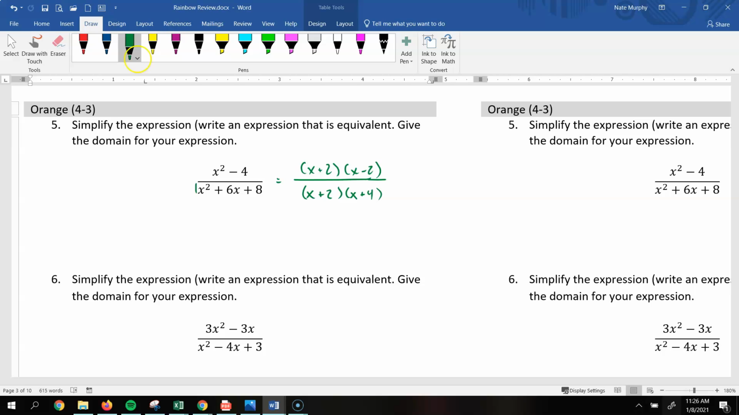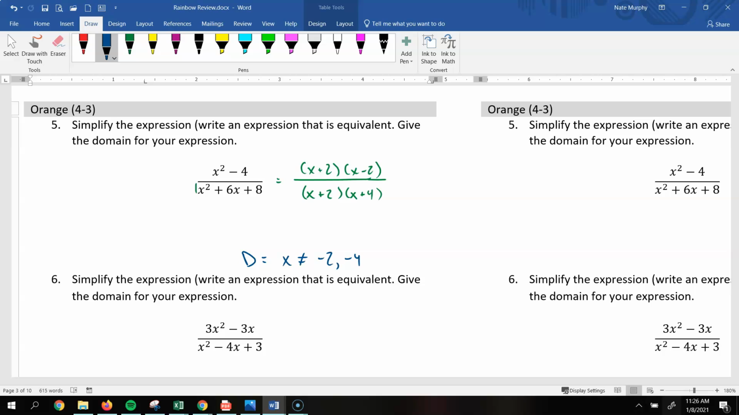For your domain, before we simplify this, I always like to identify what the restrictions of the domain are. x can't equal negative 2 and x can't equal negative 4. We set each of the factors in the denominator equal to 0, because we can't divide by 0. We want to figure out what values for x would give us 0 in our denominator, and that would be negative 2 and negative 4. So x can't equal either of those.